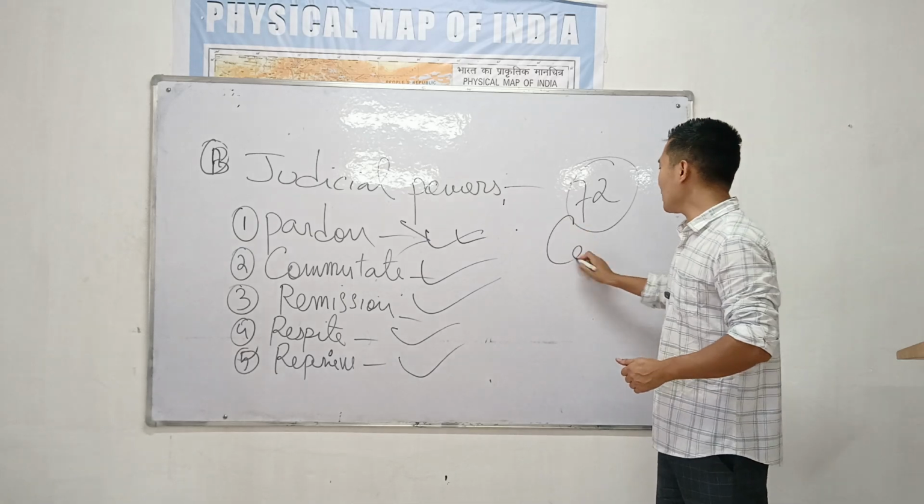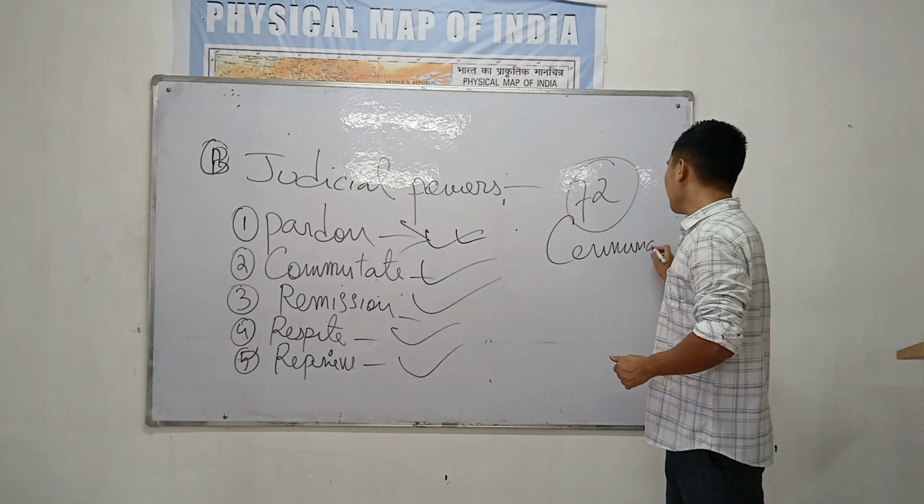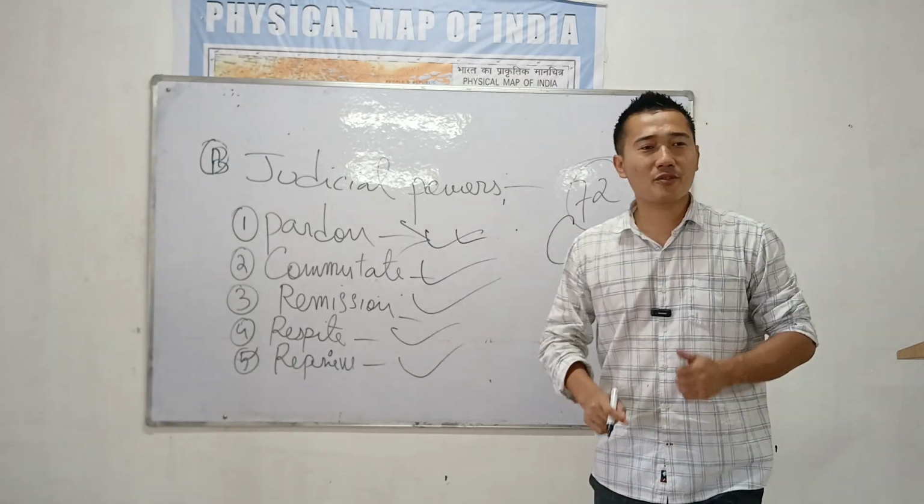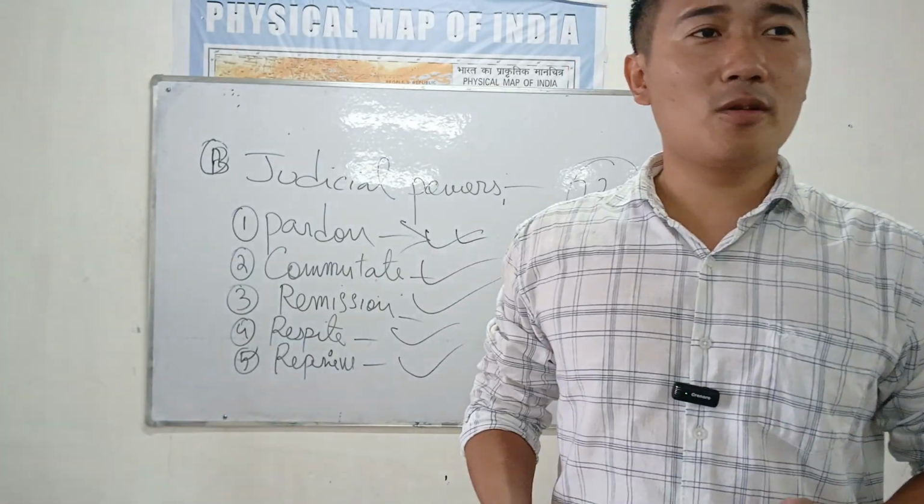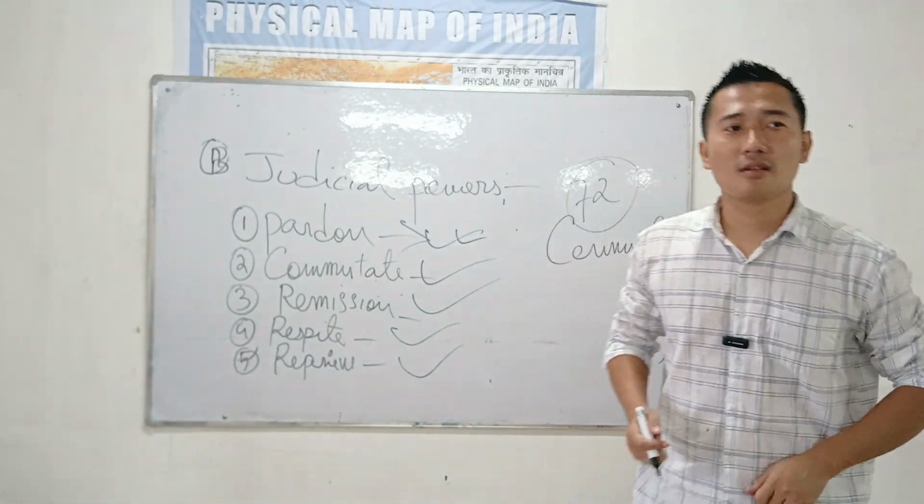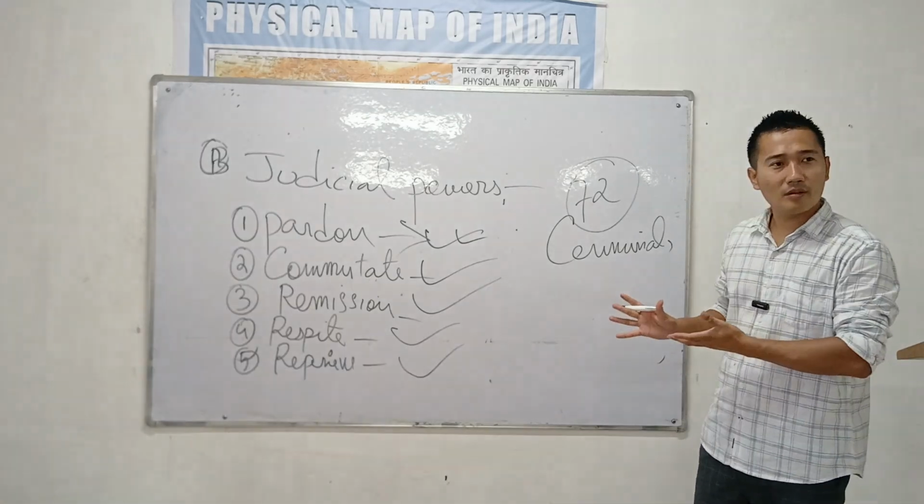Okay, you're a criminal, but death row. I think death row is the most dangerous, right? Death row is only for those people who are facing murder cases, rape cases and all. Yes, or terrorist cases and all. But the President can set you free.